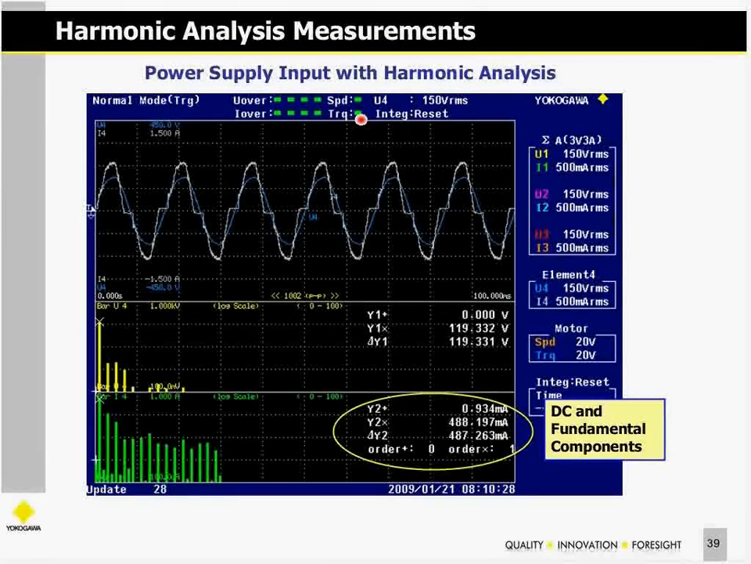So here's another analysis with our power supply input, a little bit different type. The voltage is not distorted as much. The current is corrected a little bit. And we can also see the DC and the fundamental components. That's where I put the cursors, to look at that DC power component right here and then the fundamental. That's what we're displaying with the cursor measurement right there. So we can see the DC component that may be present in our analysis.